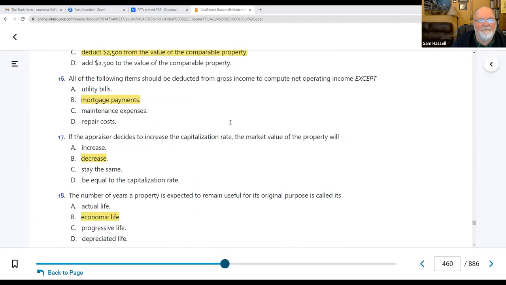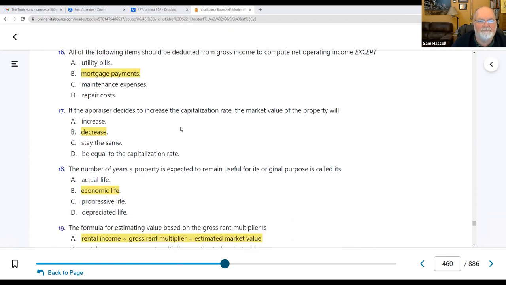Number 16, all of the following items should be deducted from gross income to compute net operating income, except for, remember that mortgage payments and interest are debt service, and that comes off after the net. After the net. So utility bills are expenses, management expenses, repair costs. Those are in our operating expenses. Mortgage payments come off after.